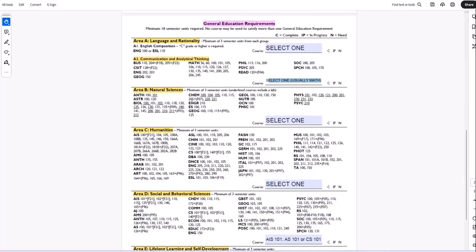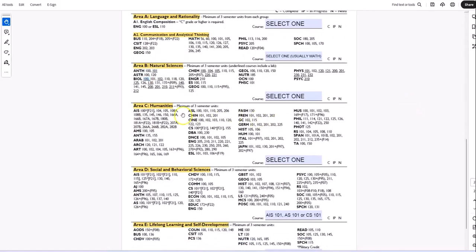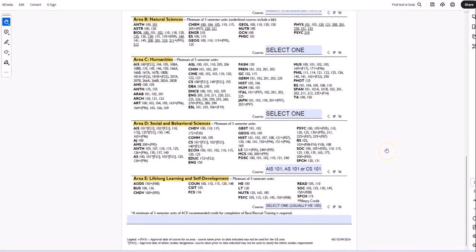You'll select one science class. It does not need to have a lab. Whenever you see something that's underlined, that means there's a lab attached to it. You do not need a lab for your associate degree. When it comes to humanities, you have many choices. You have all these choices you can pick from.